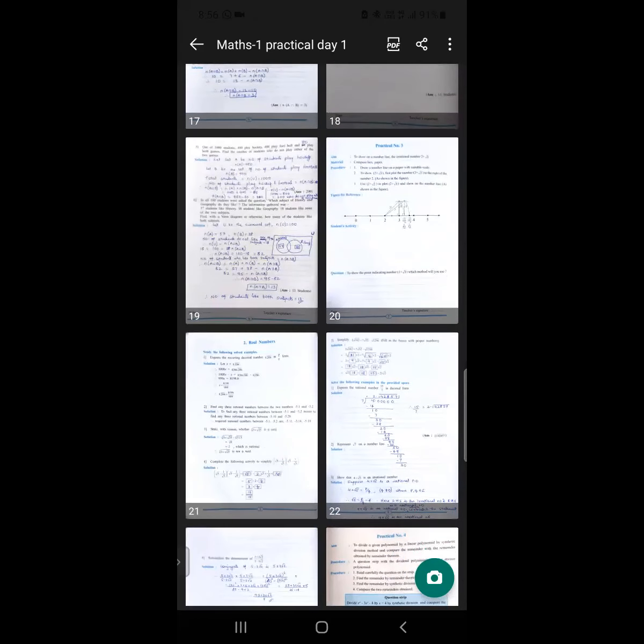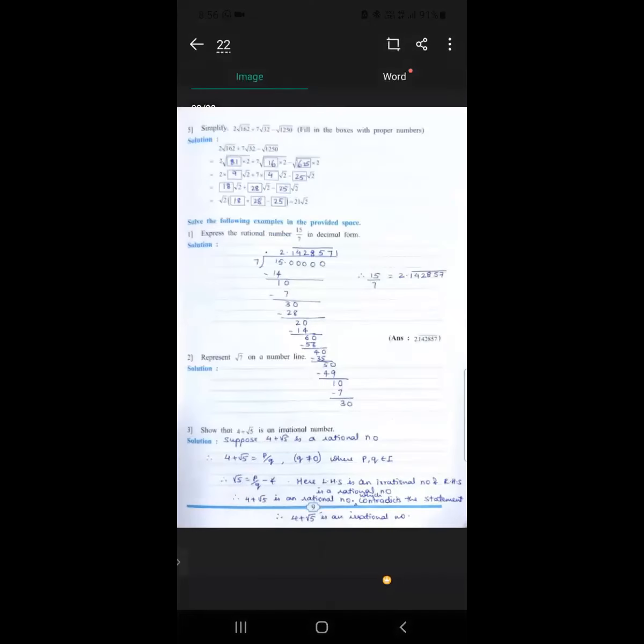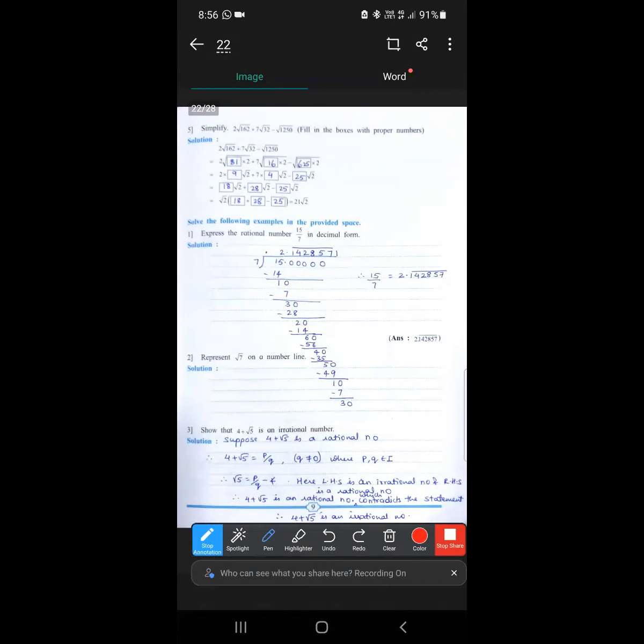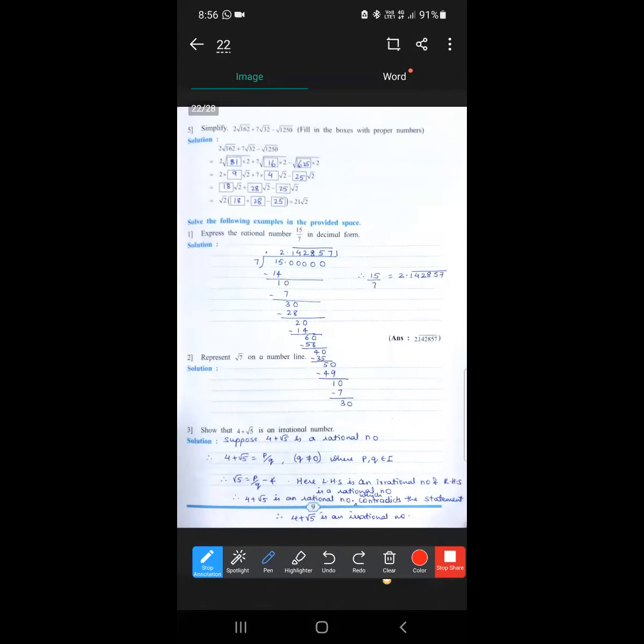So without wasting much time, we will move to the content, because we have to complete as much as we can. Yesterday we completed till page number 8. Today we will move to page number 9. On page number 9, again, one activity question is there. That is question number 5, if you can see.